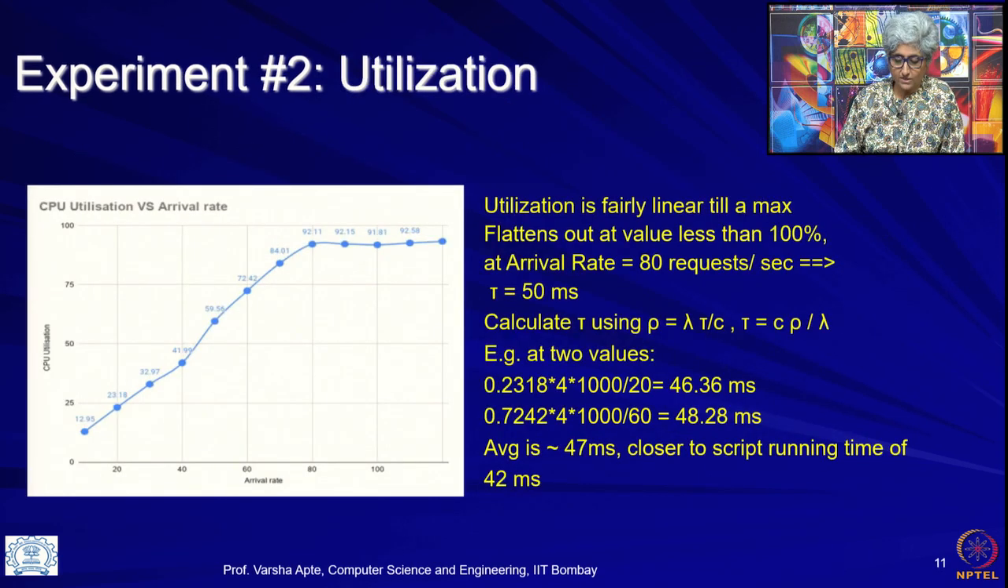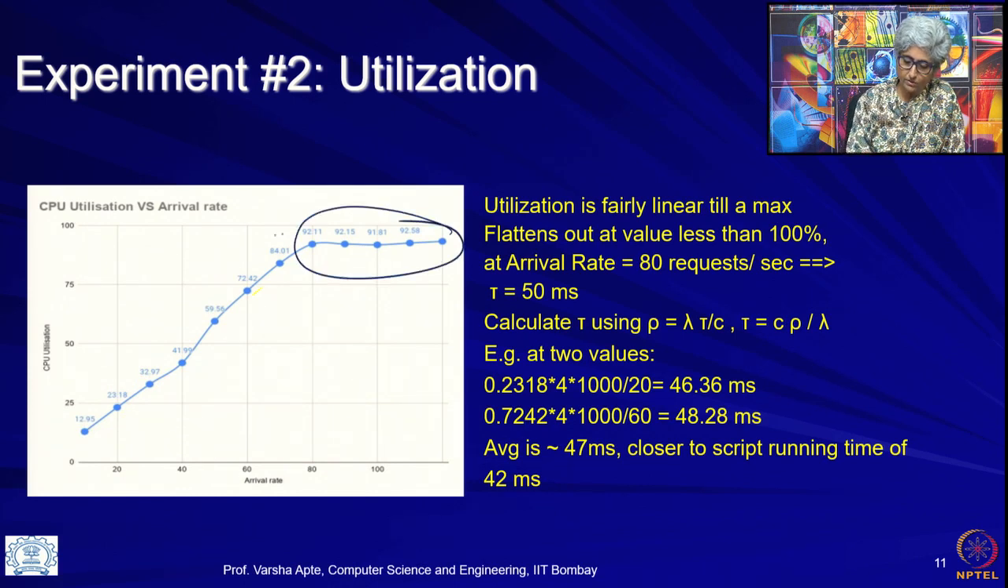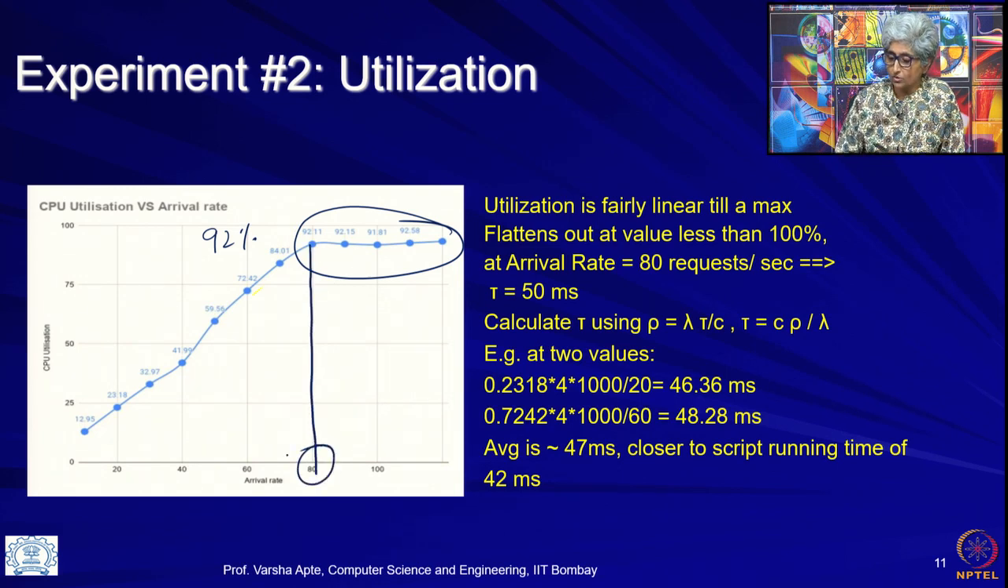Now let us look at utilization, CPU utilization. Again, we have a fairly linear kind of curve here, and it flattens out at less than 100%, which is not according to theory, right? It seems to flatten out at around 92%. This is not according to theory. When our arrival rate is maximum, the CPU is supposed to go to 100%. Also, the flattening out is happening at around 80 requests per second. So this is also weird.